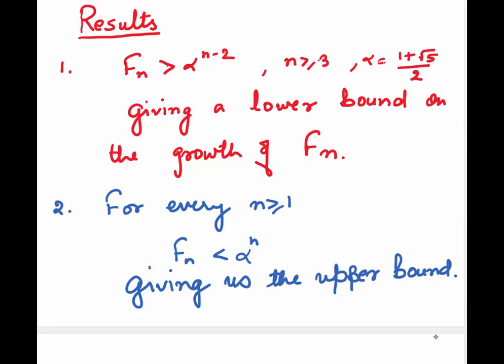The first result is by Gabriel Lame, it gives us the lower bound on the growth of Fibonacci numbers. Fn is always greater than alpha to the power n minus 2 for all values of n greater than or equal to 3, where alpha is nothing but (1 plus root 5) by 2. The second result is on the upper bound of Fn. For every n greater than or equal to 1, Fn is always less than alpha to the power n.